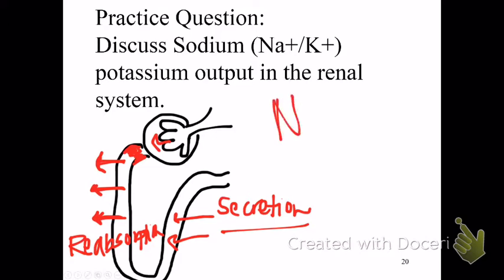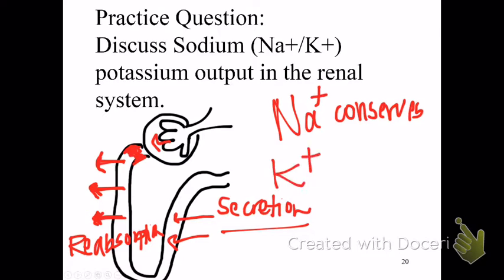Easy breezy. The sodium your body conserves. So the renal tubules increase the reabsorption of sodium, but they're going to excrete the potassium. So in other words, to answer this question, think about right here. The purple is potassium. The purple is going back in. It's going to be secreted.